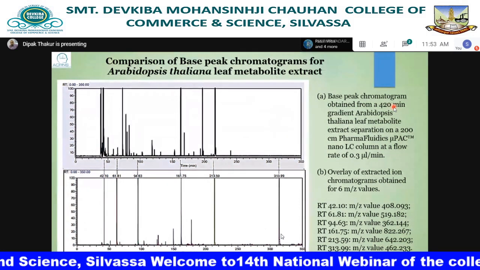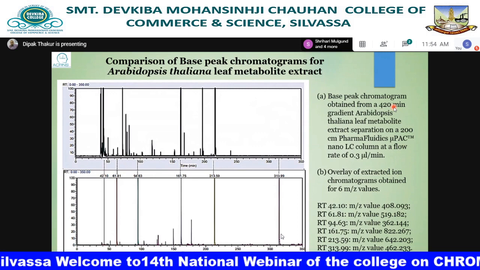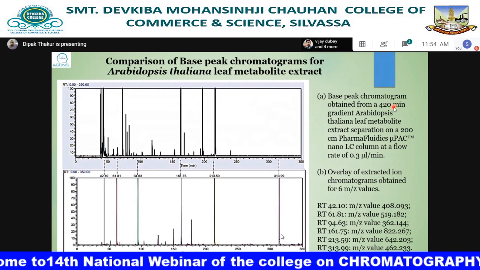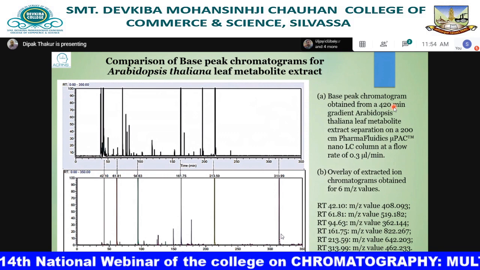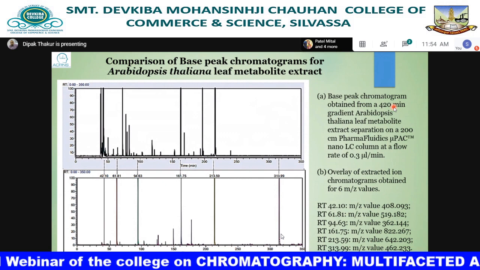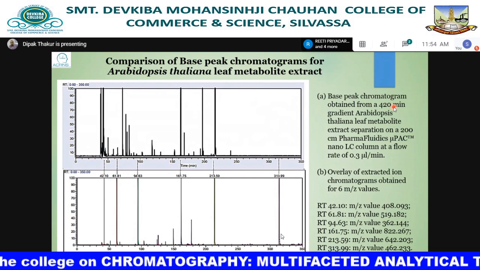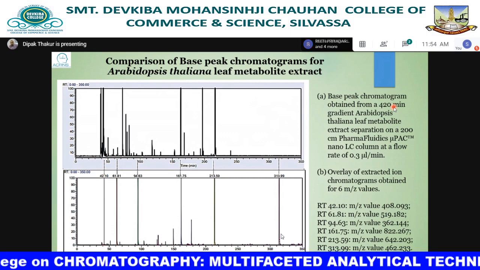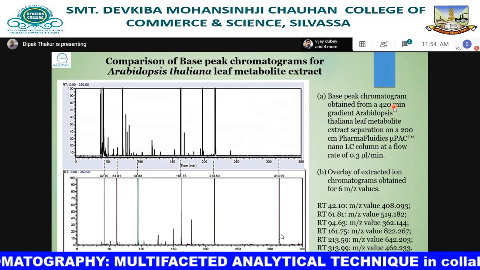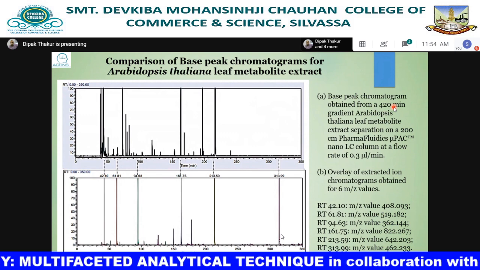But what is the benefit? The benefit is you get identification of very low abundant compounds. And why is it so? Because in the presence of high abundant compounds, a lower abundant compound gets an opportunity. In a 420-minute longer gradient, there is some separation. The moment there is separation, and because you are running at 300 nanoliters per minute, the overall combination allows you to detect trace levels of compounds in the presence of high abundant compounds.